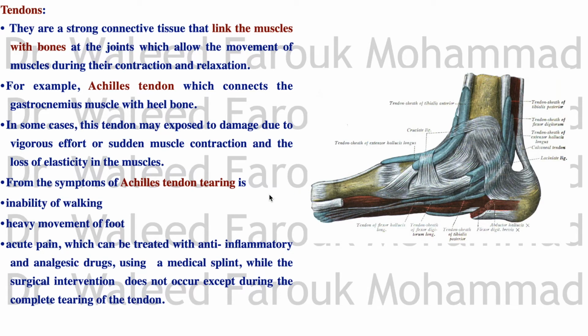And when the Achilles tendon is torn, there will be inability to walk. There will be heavy movement of the foot. Please remember this. And there will be acute pain. How to control it? We control it with analgesics and anti-inflammatory drugs. We control it with splints, and surgical intervention only when there is complete tearing of the tendon.